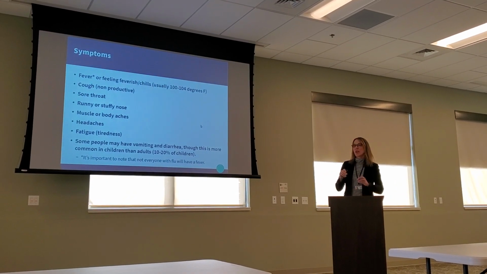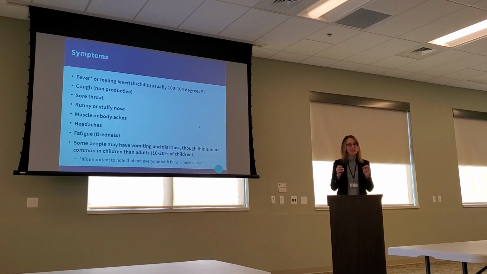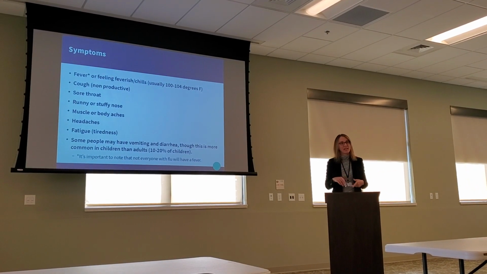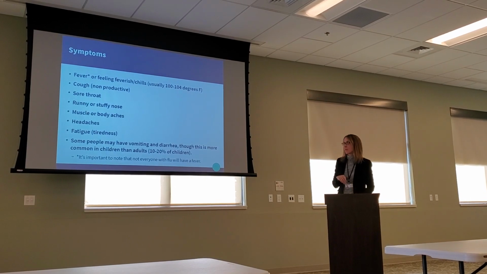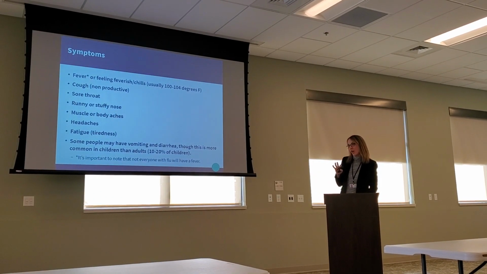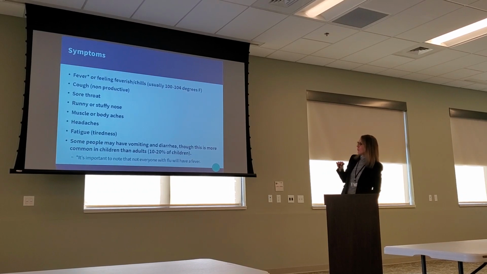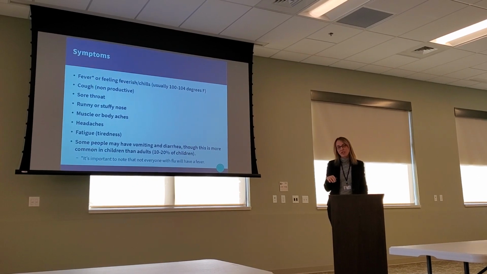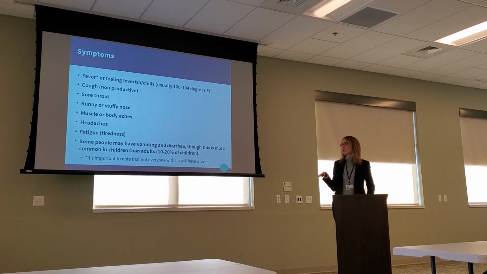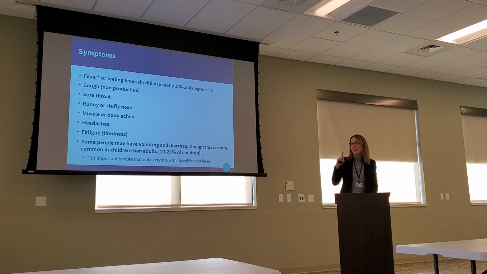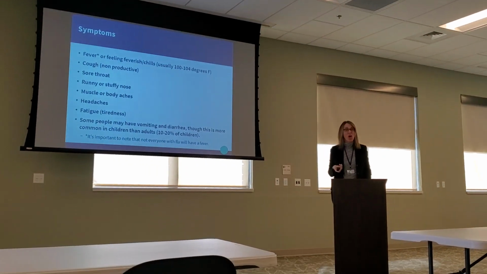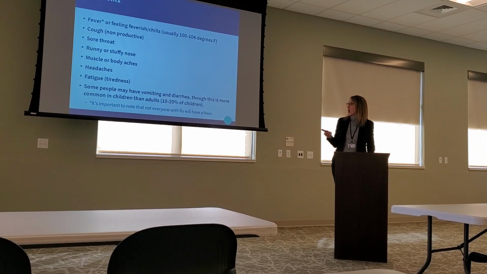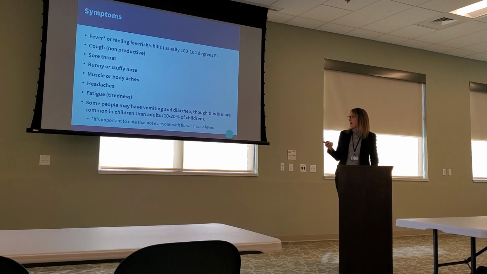So flu starts with abrupt onset of symptoms in comparison to colds, which have a gradual onset. So when you have abrupt onset of symptoms, that's kind of a hallmark of the flu. People will have fevers or feeling feverish or having chills, and usually their temperature will be between 100 and 104. We've seen some people can have temperatures up to 106, especially in kids. Usually a dry hacking cough, sore throat, runny or stuffy nose, headaches, fatigue.